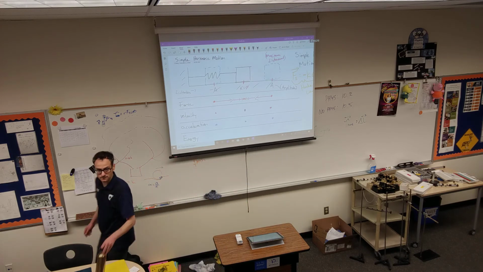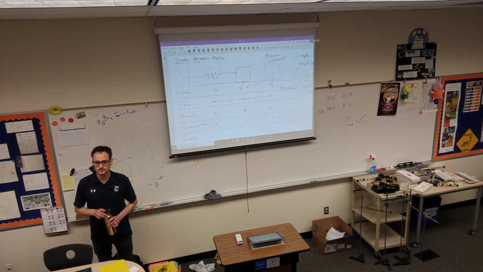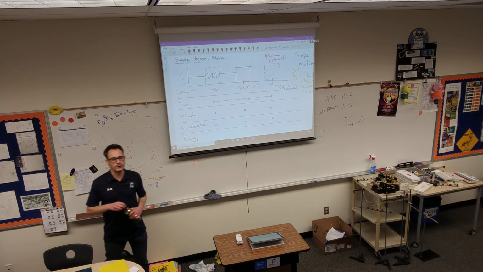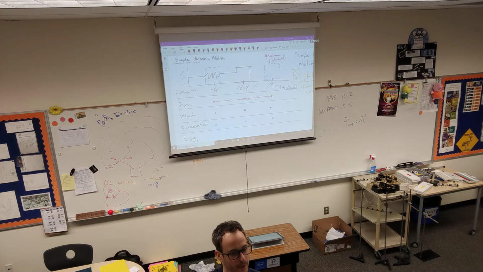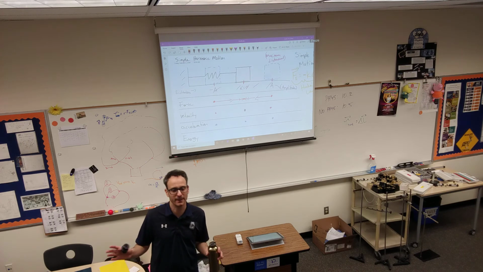Mr. Forney, if it oscillates for a while, doesn't it lose energy? It does. So again, we're assuming an ideal spring mass system and an ideal pendulum, so no damping, no air resistance.